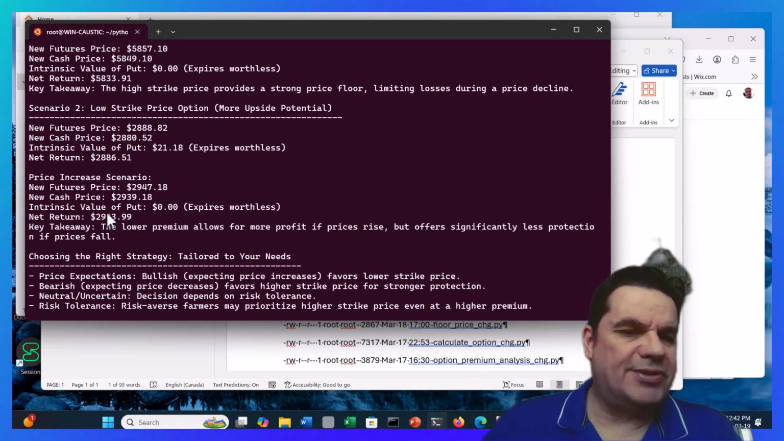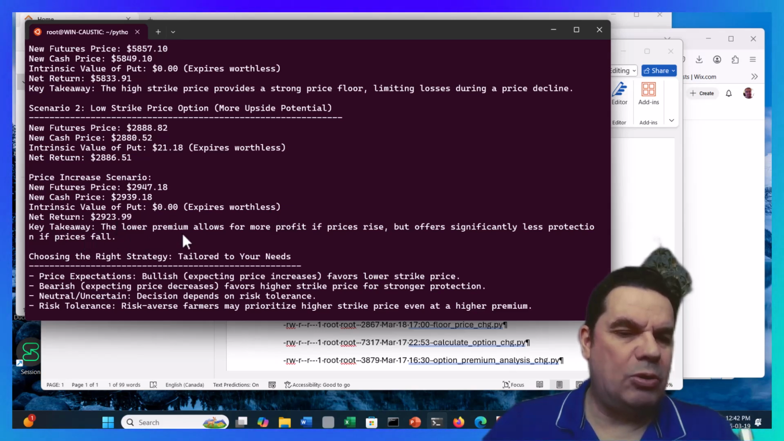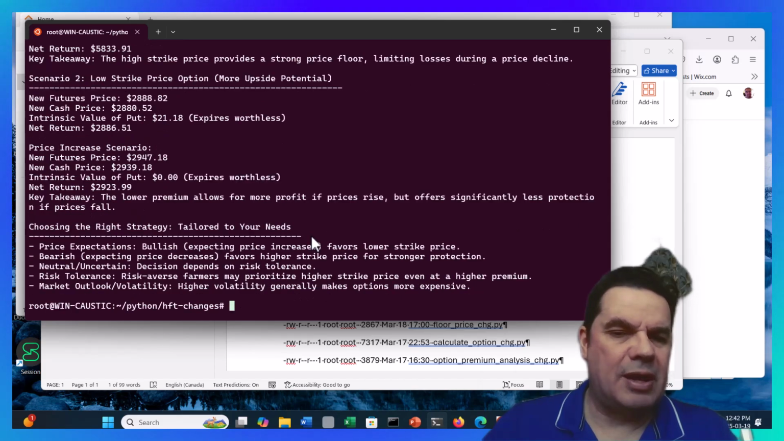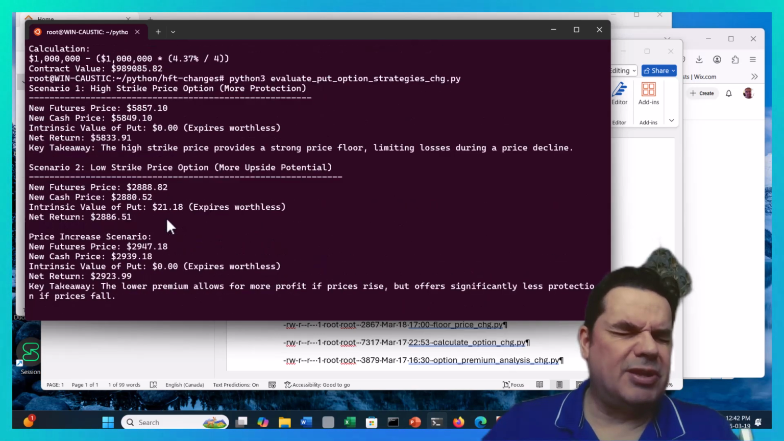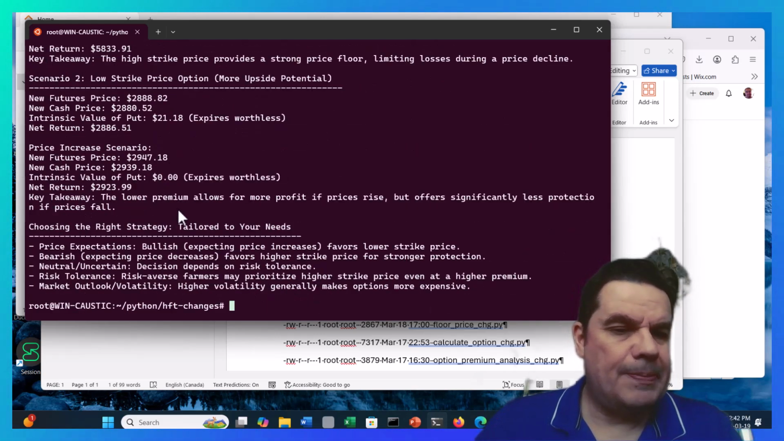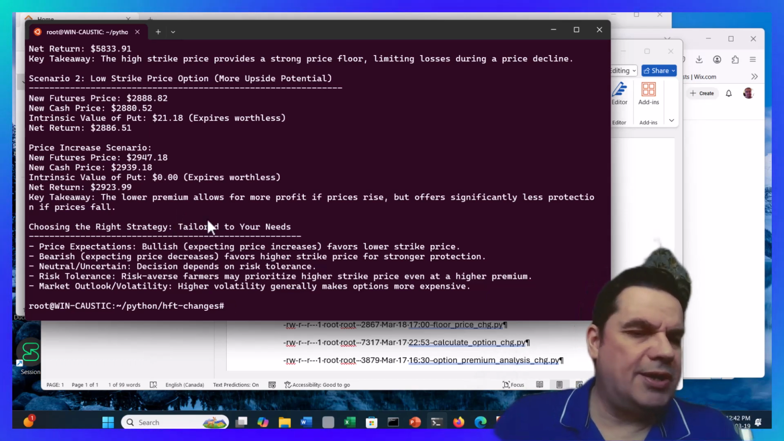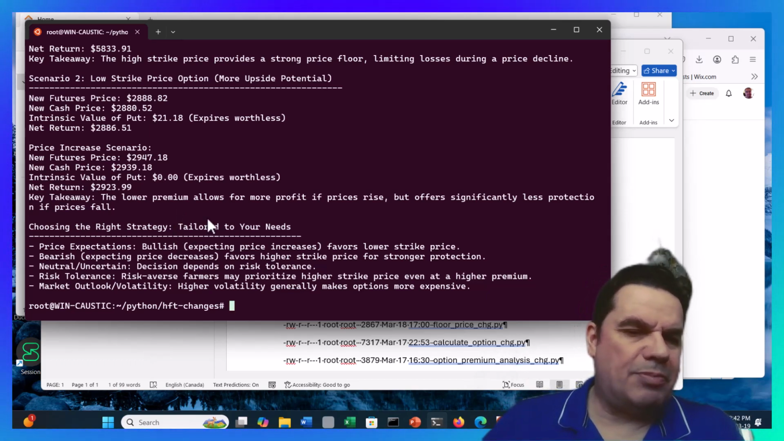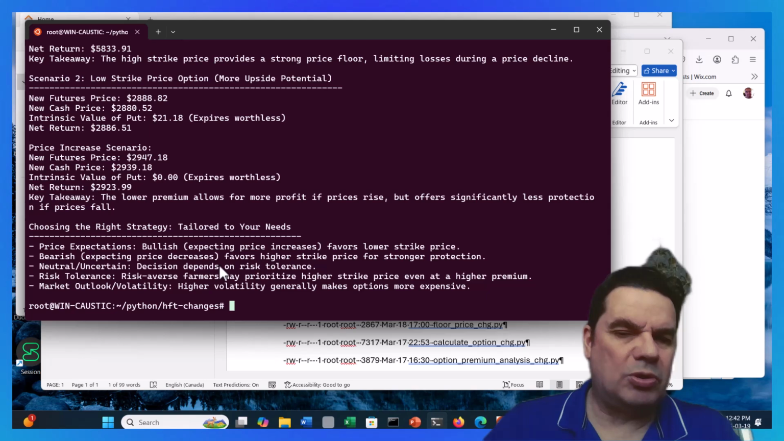So as I said, if the price increases, we have an intrinsic value of zero, worthless. Net return 29.23. Key takeaway: a lower premium allows for profit if the price rises, but offers significantly less protection if the price falls. So again, these are some of the pros and cons of each scenario. So what we want to do is choose the right strategy. If we have a price expectation where we're bullish, expecting a price increase, we choose a lower strike price. If bearish, expecting a price decrease, we favor a higher strike price for stronger protection. Neutral, uncertain: the decision depends on the risk tolerance.